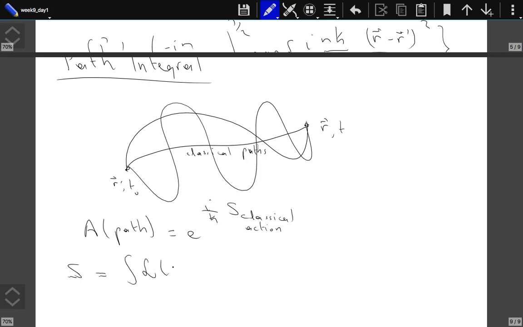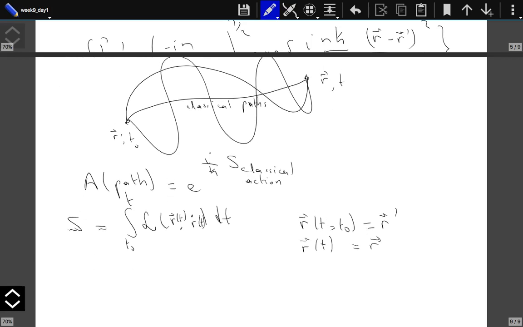The classical action is nothing but the integral of the Lagrangian from t0 up to t. x and x prime are, of course, functions of time over here, with the boundary condition that r at the time t equal to t0 is our r prime, and r at the time t is what we denote by r. So we have those functions. You just put those functions in the Lagrangian, integrate over time, and then you obtain the action corresponding to that path.